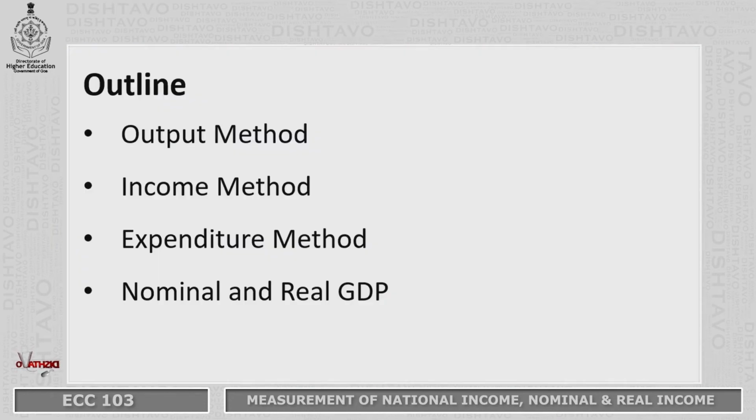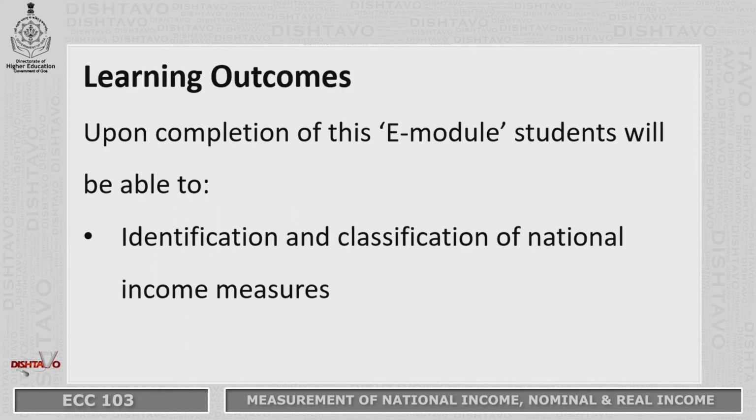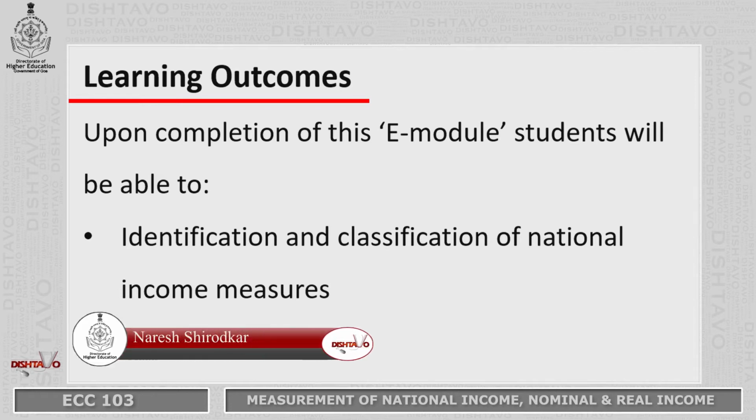Today I am going to speak on the topic measurements of national income. As far as the outline of my topic is concerned, it is as follows. First, the output method. Second is the income method. Third is the expenditure method. And finally, I am going to speak on the topic nominal and real GDP. As far as learning outcomes are concerned, upon the completion of this e-module, students will be able to identify and classify national income measures.